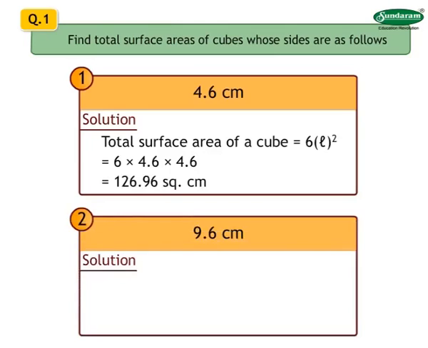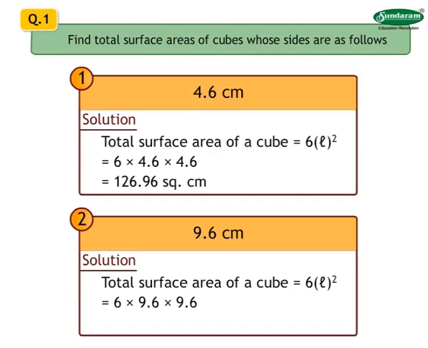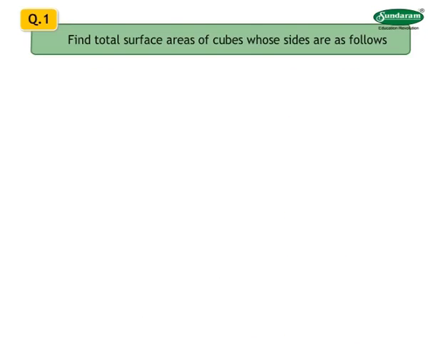9.6 centimeters. Solution. Total surface area is equal to 6 into length square. Length of a side of a cube is 9.6 centimeters. Therefore, total surface area is equal to 6 into 9.6 into 9.6, which is equal to 552.96 square centimeters.